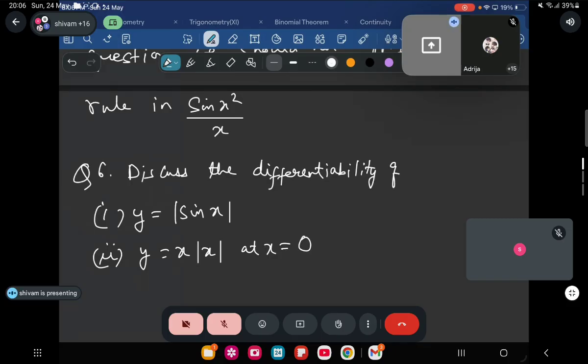Keep solving, everyone. Yes, Adija, first part is correct. Second part is correct. First part is correct.